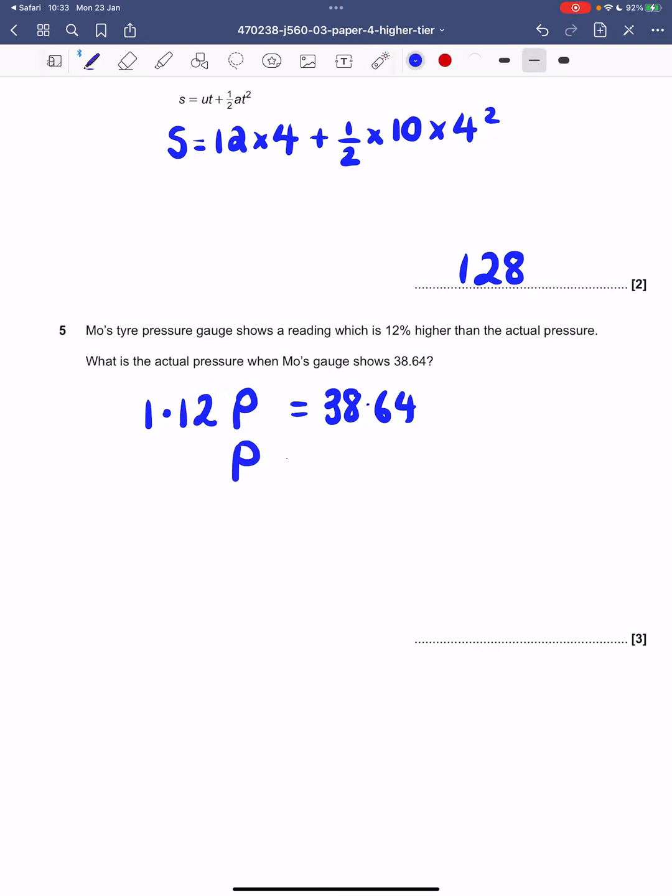Okay, so P is 38.64 divided by 1.12, because that's the times there. So times on the left, divide both sides, divide on the right. So P, 38.64 divided by 1.12, the actual pressure. Once I've done that on my calculator, 34.5.